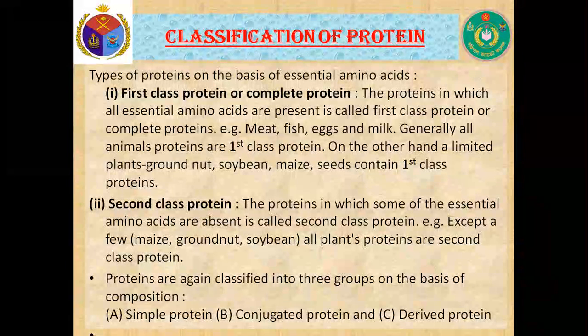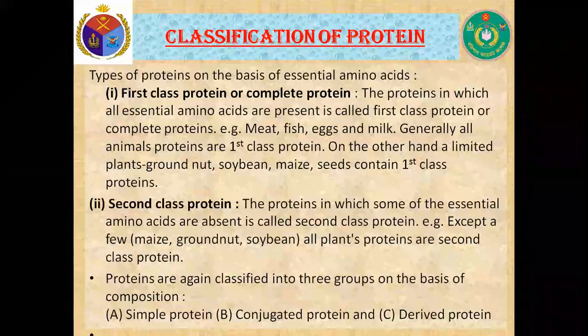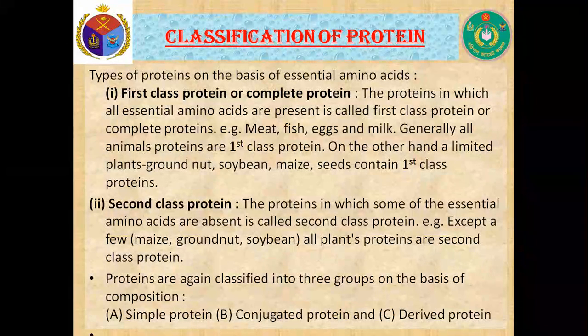Types of proteins on the basis of essential amino acids. One is first class protein or complete protein, and another is second class protein. Firstly, first class protein or complete protein. The proteins in which all essential amino acids are present are called first class protein or complete protein.